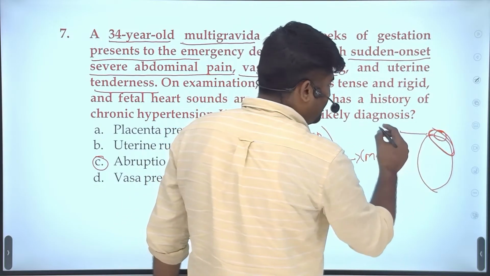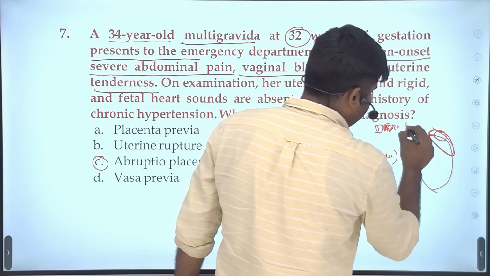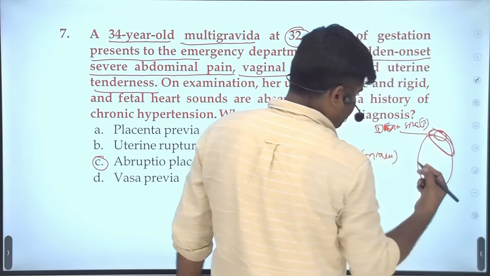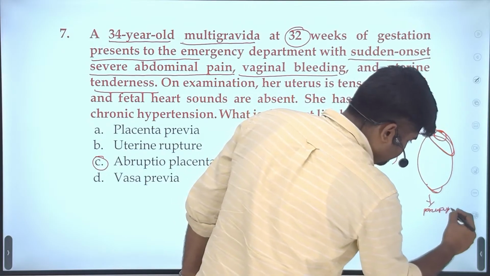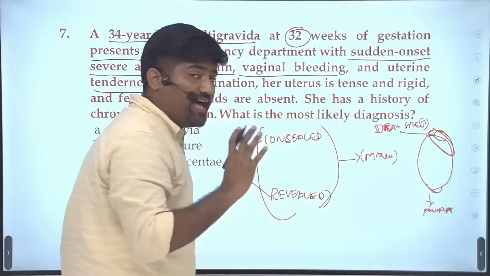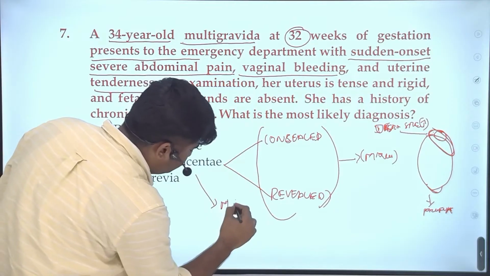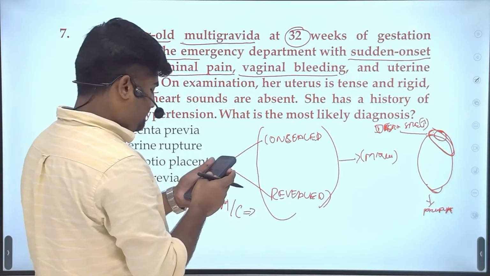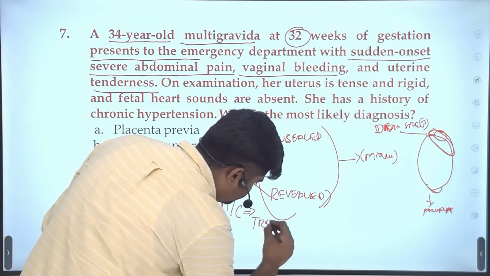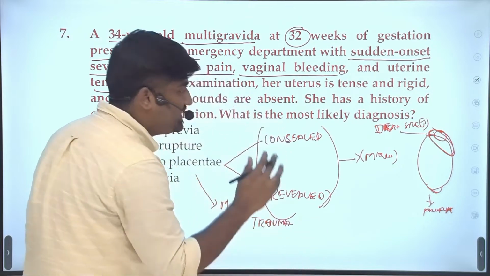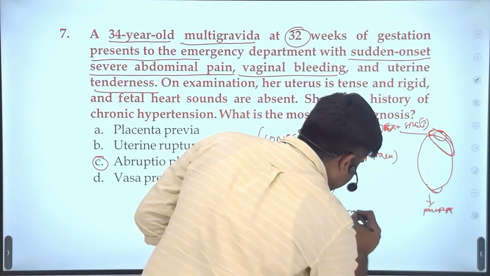What is the clinical sign? Uterine size will increase. Abnormal uterine enlargement will be there. In the revealed type, there will be profuse bleeding. In both types, pain is the constant thing. So what is the most common cause of abruptio placentae? Yes, tell me. The most common cause is always trauma. What is the complication of abruptio placentae? If you talk about complications, what is the complication?